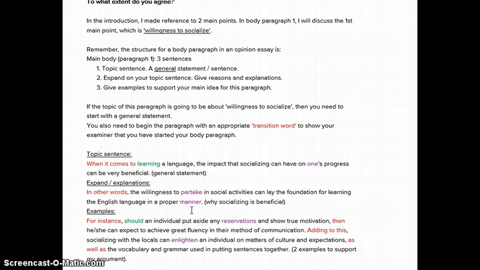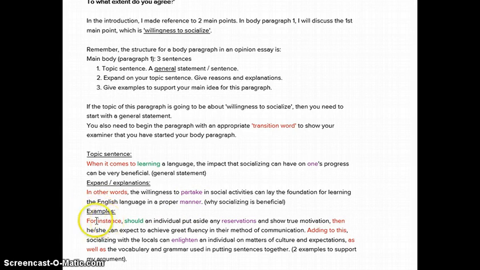If you remember in my introduction, I used the word method, and so here I'm going to use a different synonym called manner. In other words, the willingness to partake in social activities can lay the foundation for learning the English language in a proper manner. So if you socialize in activities, you can learn English much better than not socializing with the people. So now I need to give examples.